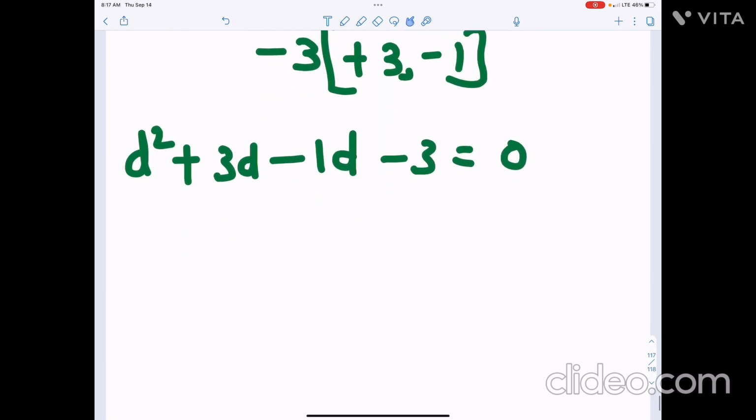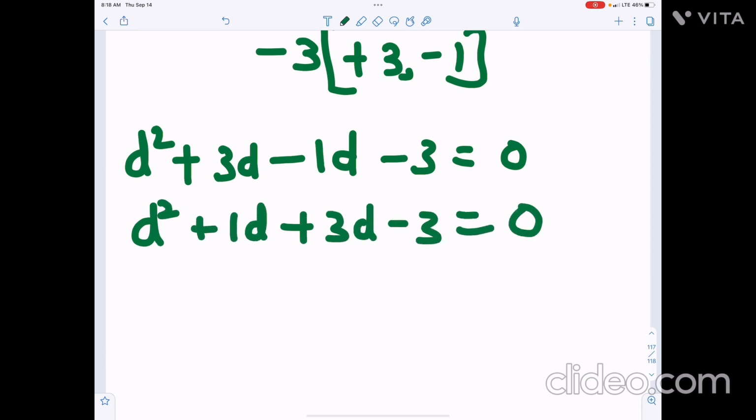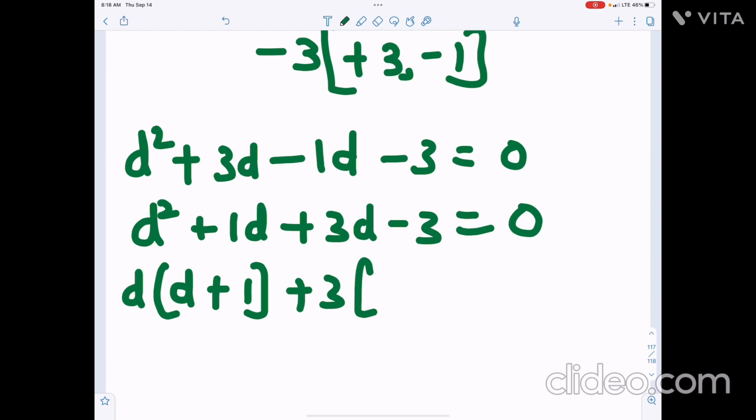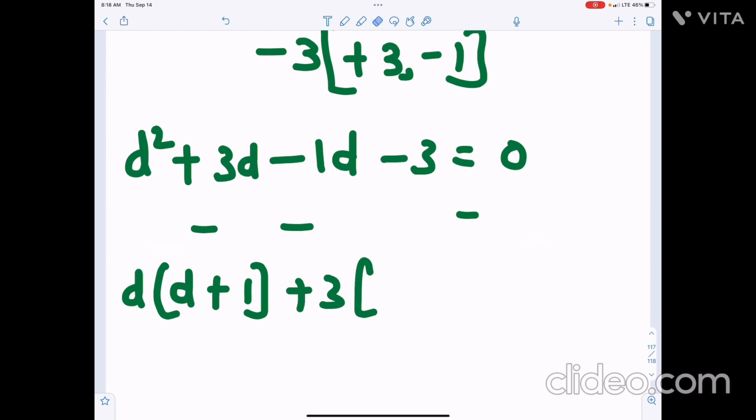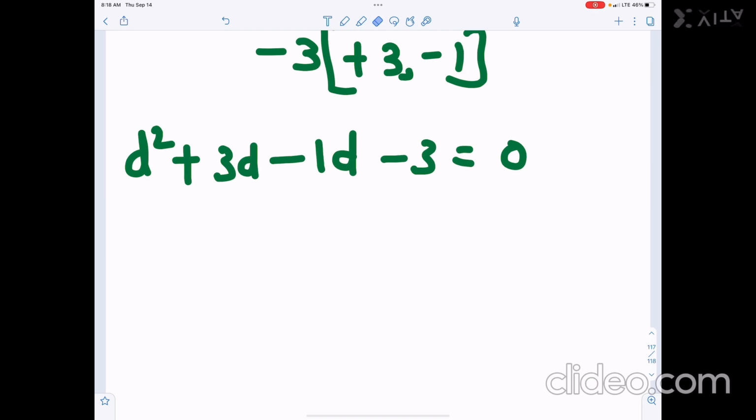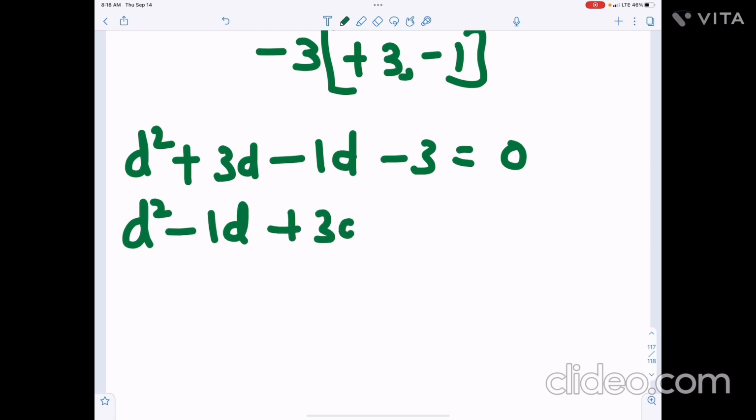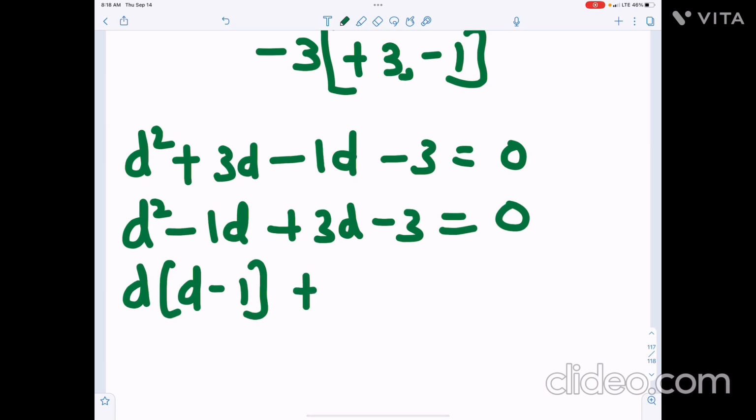So this factorization will be easy. You can arrange it anyhow. You can also arrange it like this. D squared plus 1d plus 3d minus 3 is 0. It gives you the same answer. So this is d times d plus 1 plus 3. Okay, I think I've made a mistake. Let me correct my mistake. So this can also be arranged as d squared minus 1d plus 3d minus 3 is 0. So this will be d times d minus 1 plus 3 times d minus 1 is 0.